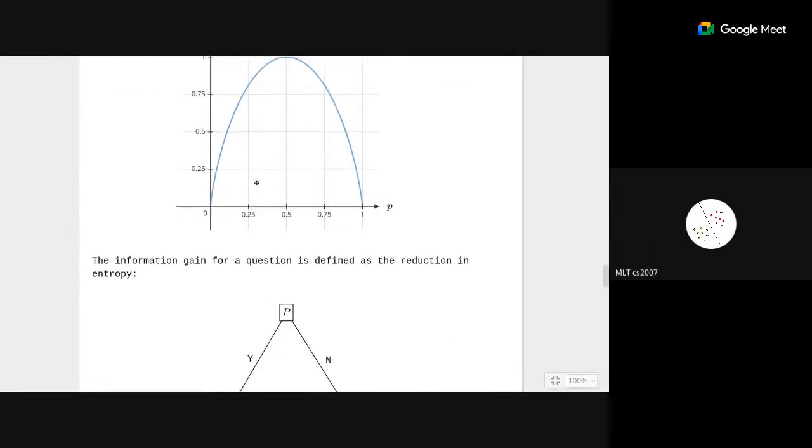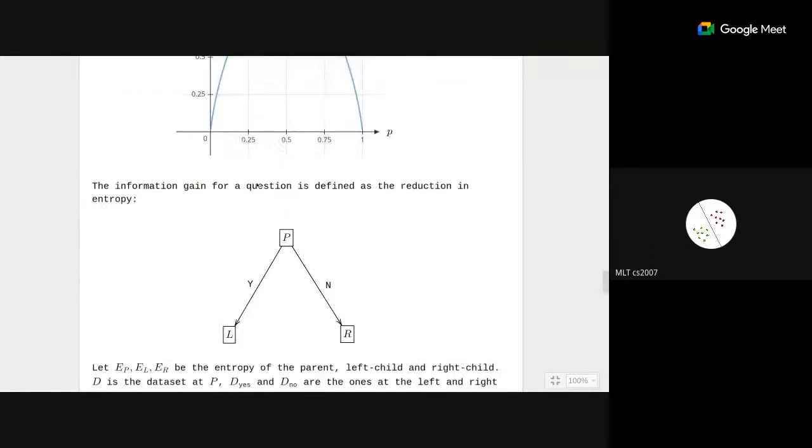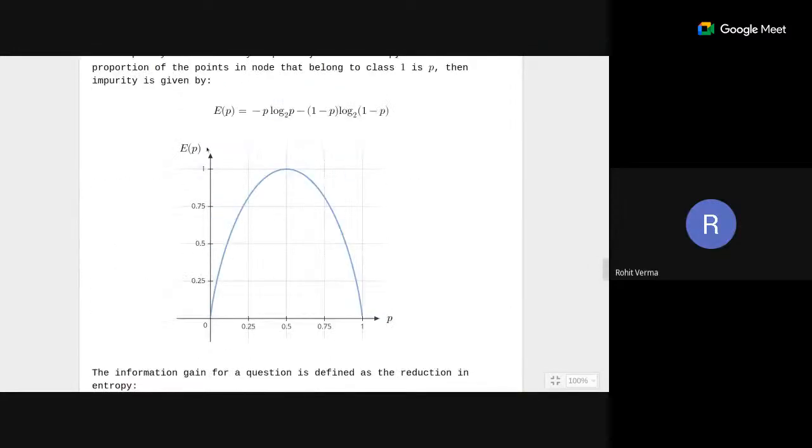Now, any questions? Here P is the probability of the positive class, the proportion of points that belong to the positive class. You can also treat it as the probability that a point I pick from a node belongs to class one. If the probability is either one or zero, the entropy is zero.